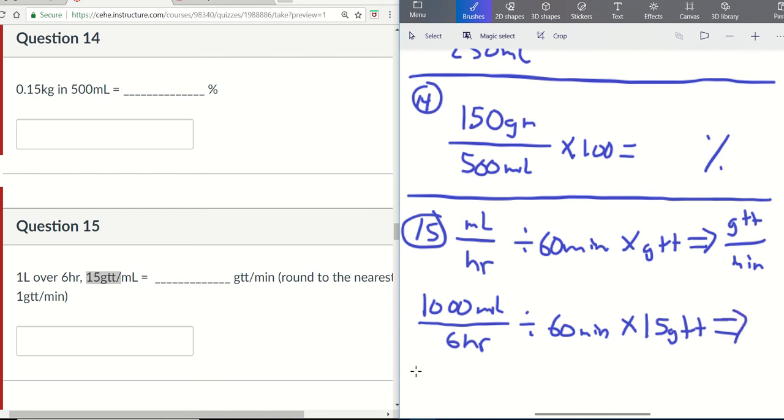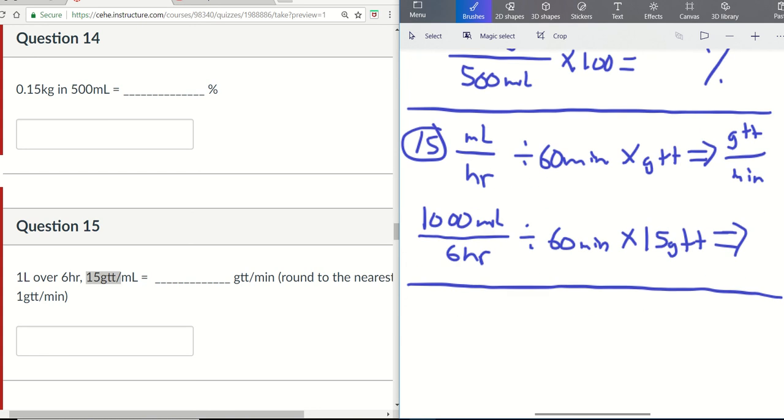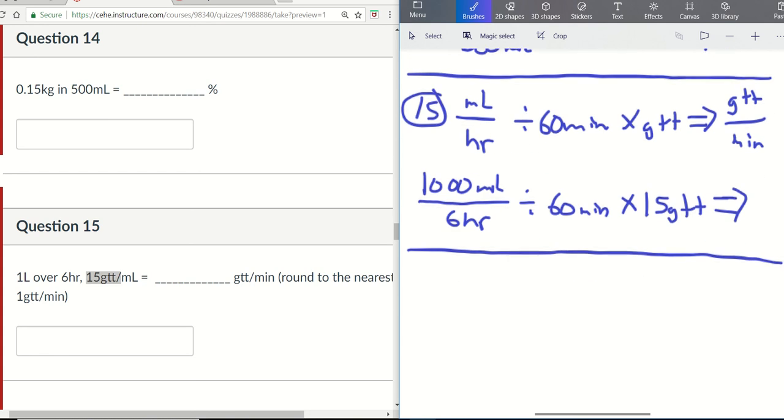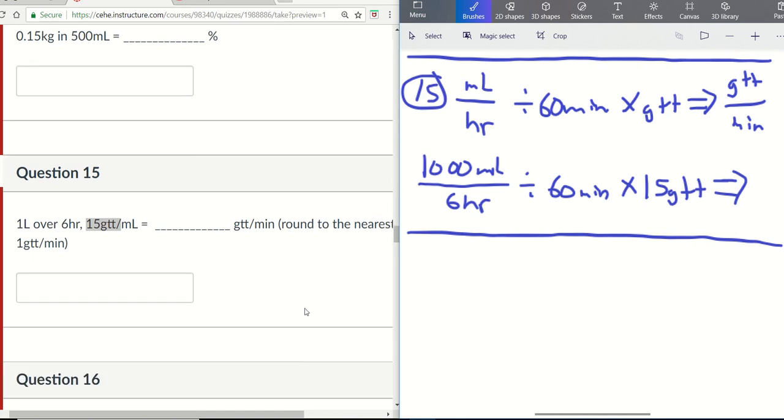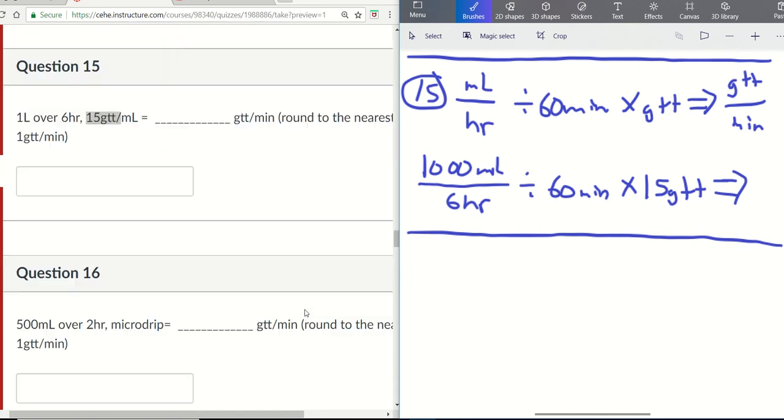What do you guys get for 15? Do I get a second? Yeah, a second. So everyone got it? Third? Okay, good. Round to the nearest drop.